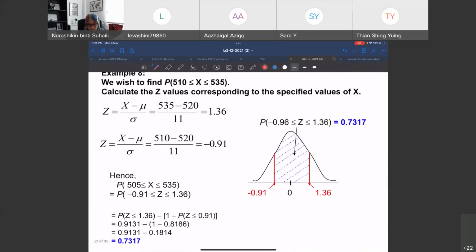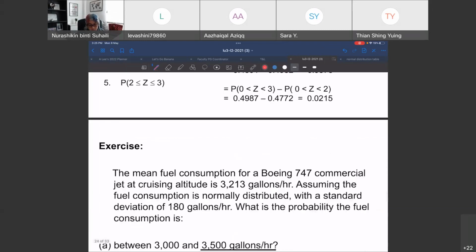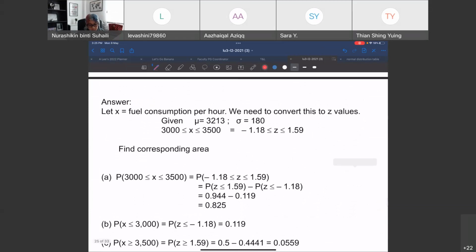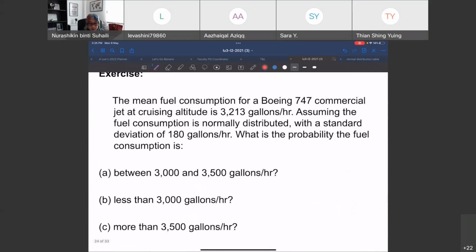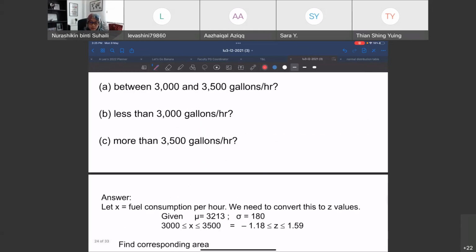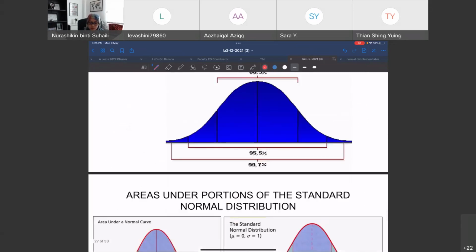Okay. What else is important here? So there are some questions for you to do to practice. This one is also the same: convert X to Z and then find the area. That's why sketching is important, because without sketching you may not be able to see what region you have to solve.